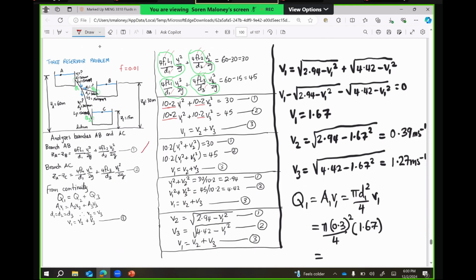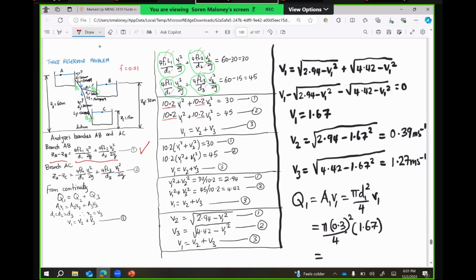Now I've simplified it already because remember our PA over rho G and our PB over rho G will cancel out. Our VA squared on 2G will also cancel, or VB squared on 2G would also cancel. So the only thing we're going to end up with is our ZA minus ZB, and we're only going to have our frictional losses, because we're ignoring the losses at the entries and the exits, where I've circled there in green.